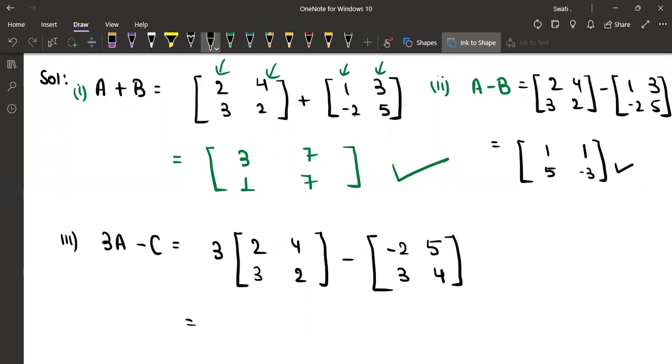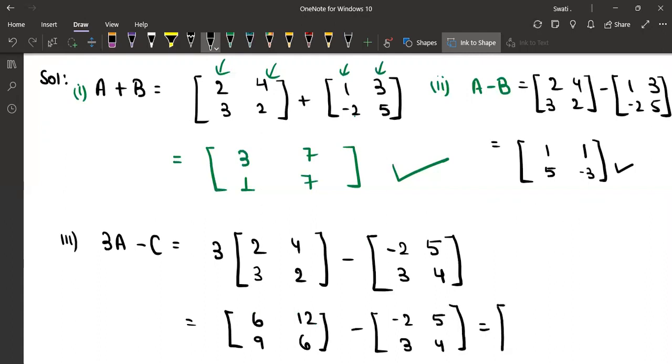So that means the new matrix will become 3 times 2 is 6, 3 times 4 is 12, 3 times 3 is 9, 3 times 2 is 6. And then this as it is, which is minus 2, 5, 3, and 4. Now again, I'm just writing it here, you can write it down in the next step. So simply subtract the matrix.